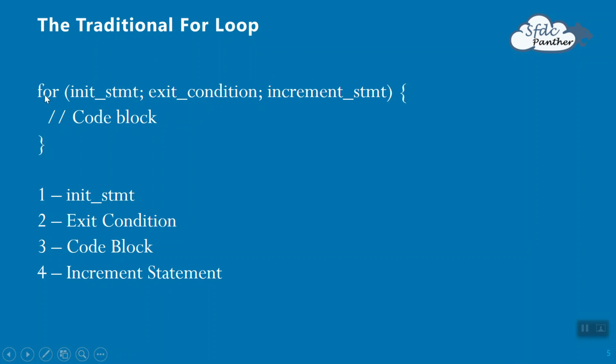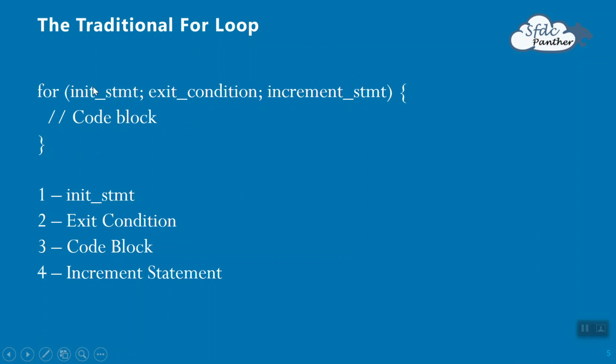Whenever Salesforce is executing these kinds of loops, how does it execute? First it goes with the init statement, then it checks for the exit condition. If the condition is true, it executes the complete logic, and then it goes to the increment statement, whatever statement you have provided here, and then it repeats steps 2 and 3.